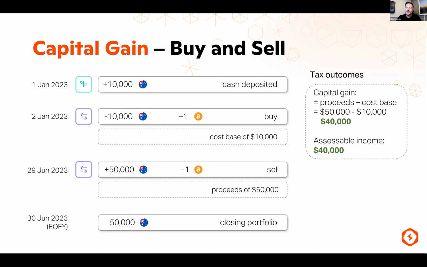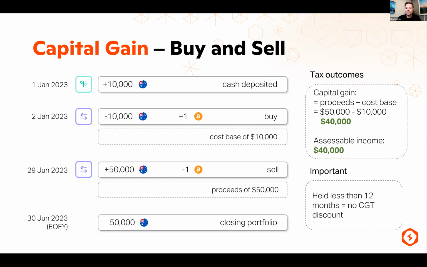If you look at the tax outcomes, this is how we do the capital gain calculation. So what you do is you take the proceeds from the sale. In this case, it's how much you sold it for, right? So you sold it for 50,000. That's the proceeds from the sale. And then you have that original cost base from when you purchased it. In this case, it's 10,000. So you take the 50,000, subtract the cost base of 10,000, and you get 40,000. This is your capital gain from that sale. And this is the amount that you'll have to declare on your tax return.